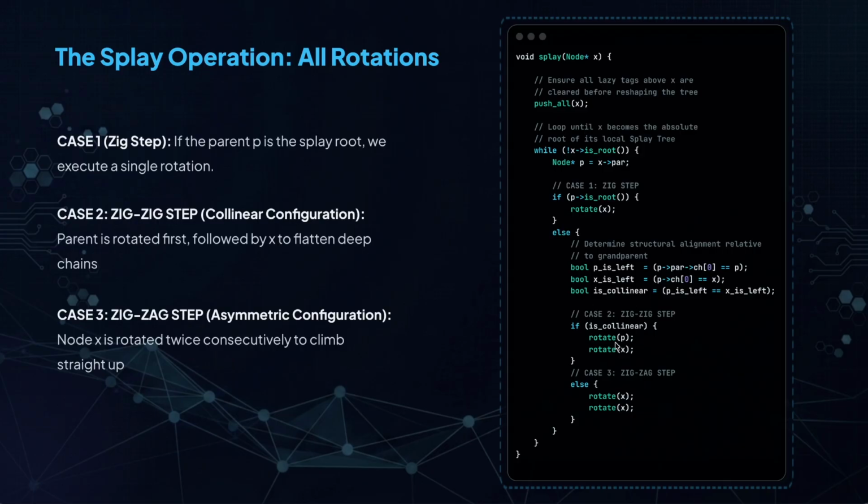And as we discussed earlier, p must be rotated first, then the rotation of x must occur. And if it's not the case, then we move on to the zig-zag step. The zig-zag step simply rotates x, then rotates x again. So we simply restore its original structure.